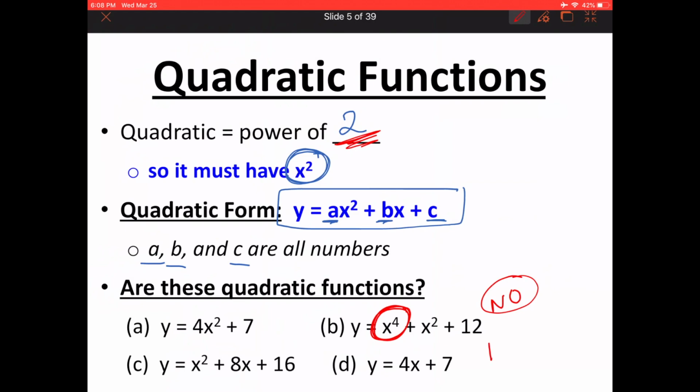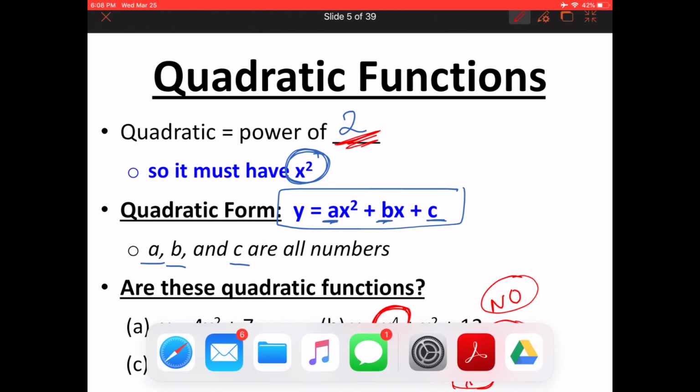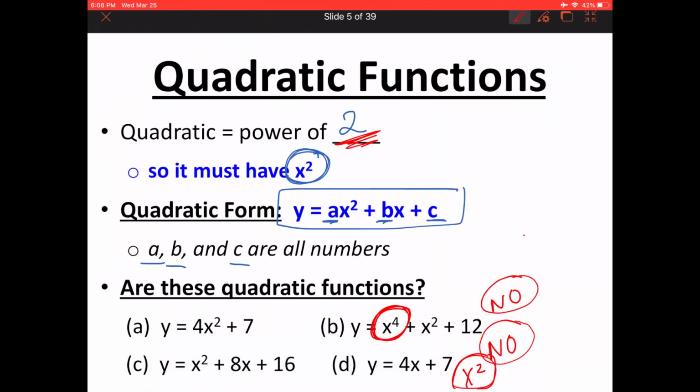Example D is also not a quadratic function. Again, what is it missing? It is missing the x squared. In order to be quadratic, you have to have x squared. Okay? Now let's go to examples A and C.